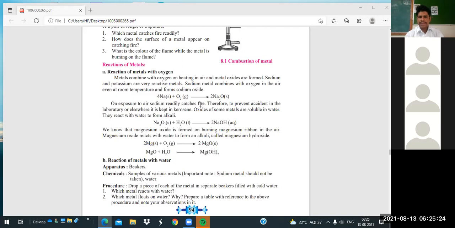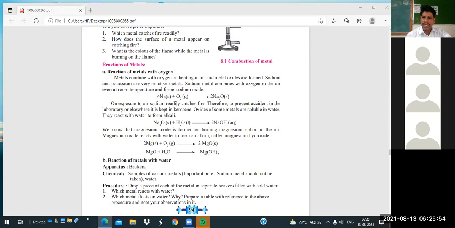And it easily catches fire. Due to that reason, we have to keep sodium always in kerosene. If we try to keep it in water, then also it's harmful. Its oxides we can keep in water. Remember, sodium oxide we can keep in water, it can dissolve in the water, but directly sodium we can't keep in water, because in water oxygen is present and it can catch fire.